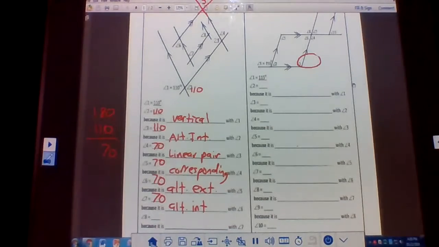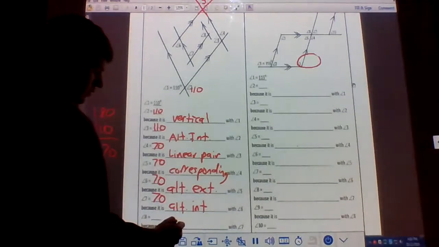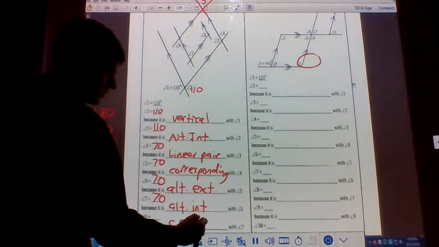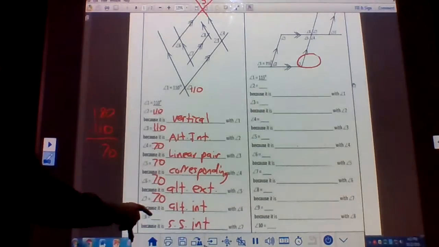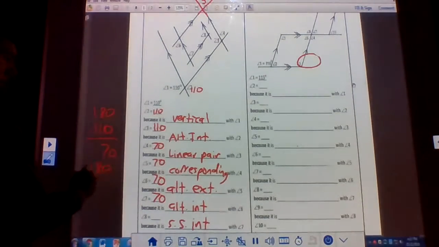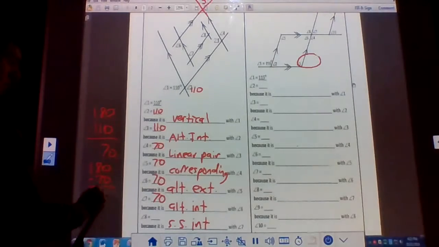And then 7 and 8 are same side. So I'm going to put SS interior, same side interior. We know same side interior angles are supplementary, so we do 180 minus 70 and we get 110.